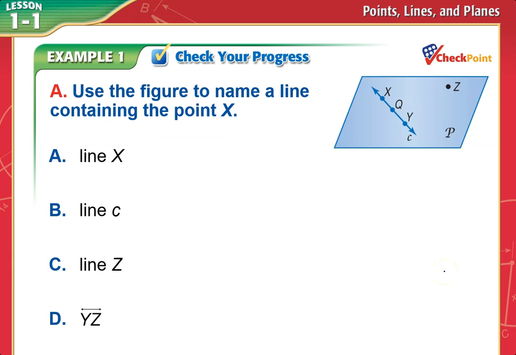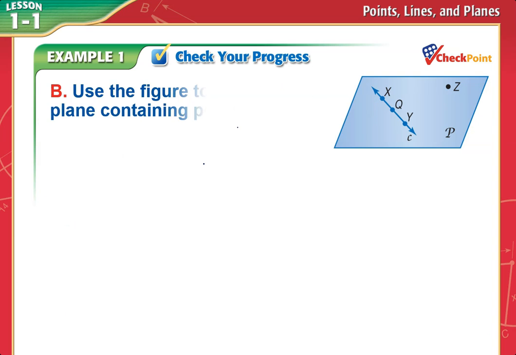Use the figure to name a line containing the point X. So here's our point X, and we have to name a line. We have many ways of writing it. We can't say line X, that's no good. Line C works. Line Z does not, because it does not contain the point X. And YZ, Z is not on the line that contains X.